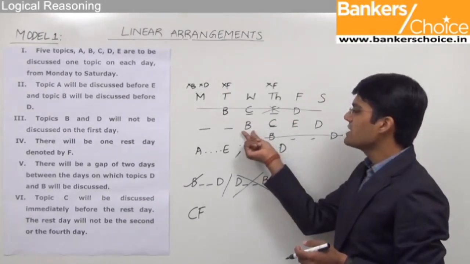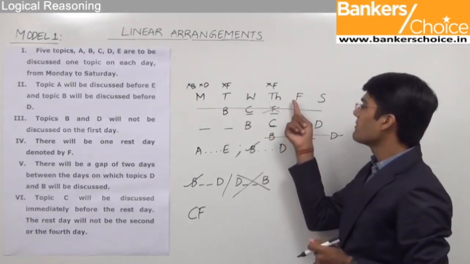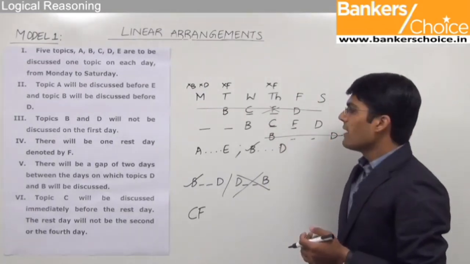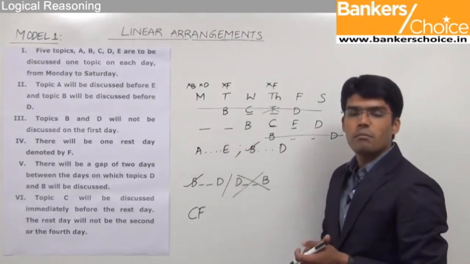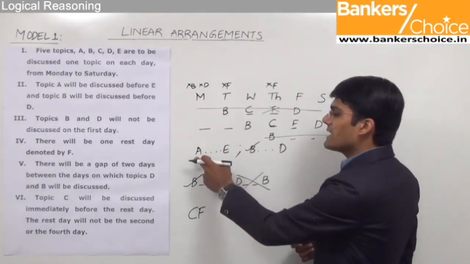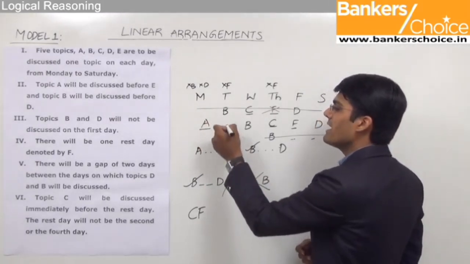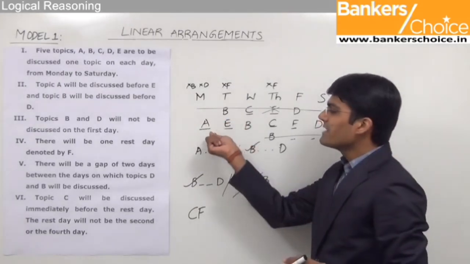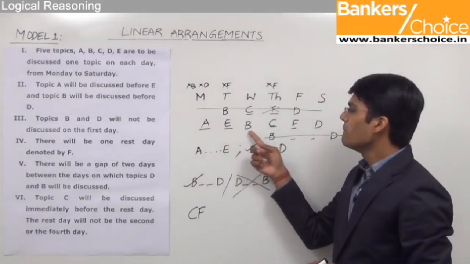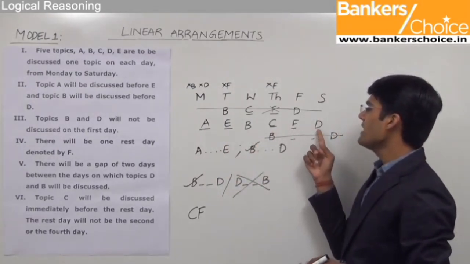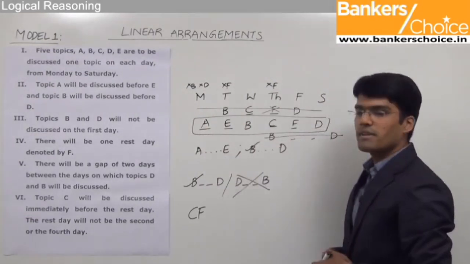So we now say that the arrangement so far is topic B on Wednesday followed by C on Thursday, topic F on Friday, and D on Saturday. Now the only left out topics are topics A and E, and the 2 possible days available are Monday and Tuesday. Very clearly we know that topic A should be discussed before topic E. So the only possibility is A should come on Monday and E should come on Tuesday. We cannot interchange A and E. So the correct arrangement now is A on Monday followed by E on Tuesday, B on Wednesday, C on Thursday, F on Friday, and D on Saturday. So this is the correct arrangement of the given 5 topics with the rest day.